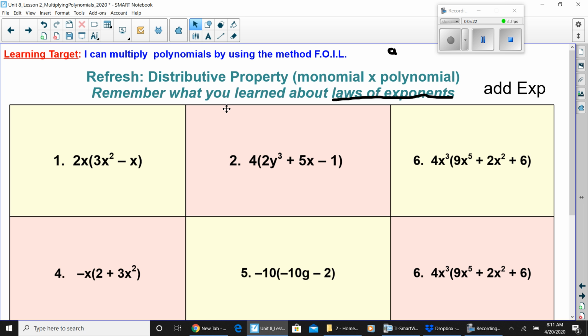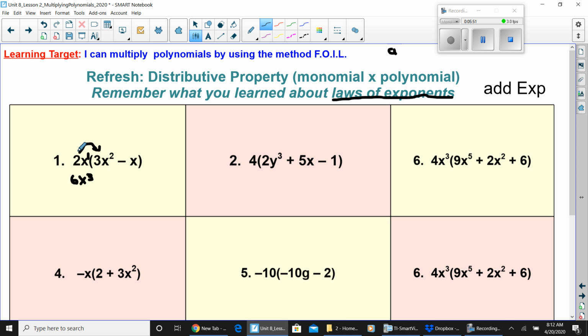Right? So, very easy distributive property. I just kind of take this separately in my head. This is 2x times 3x squared, right? But 2 times 3 is 6. Take it one step at a time. And then x times x squared is x to the third, because remember, this is a 1.